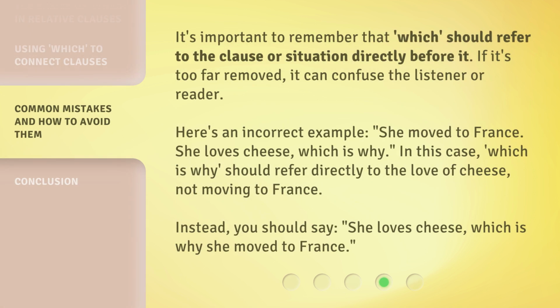It's important to remember that which should refer to the clause or situation directly before it. If it's too far removed, it can confuse the listener or reader. Here's an incorrect example. She moved to France. She loves cheese, which is why. In this case, which is why should refer directly to the love of cheese, not moving to France. Instead, you should say, she loves cheese, which is why she moved to France.